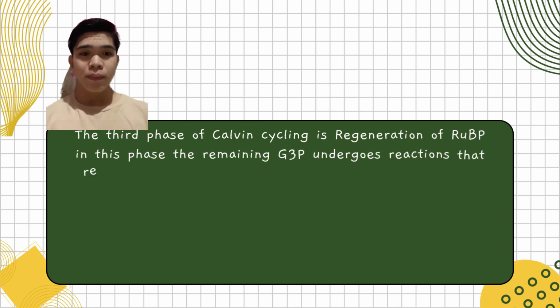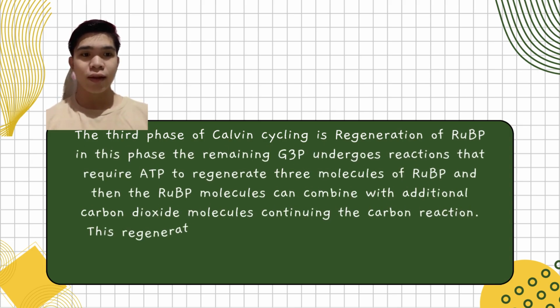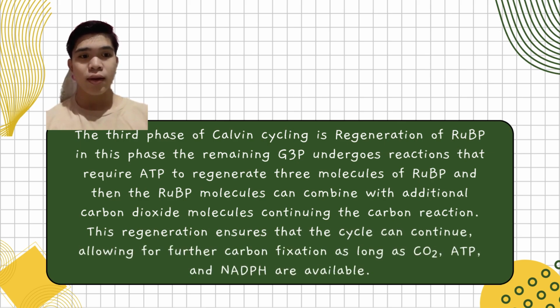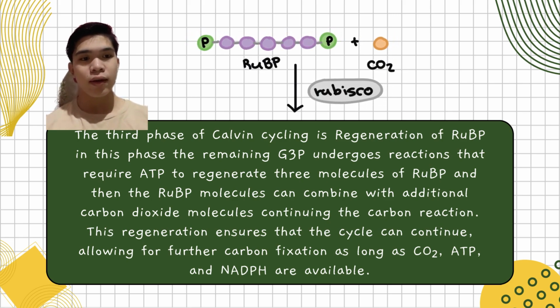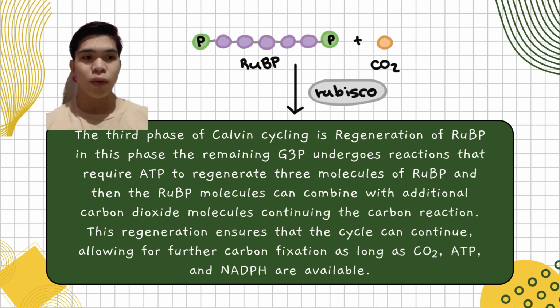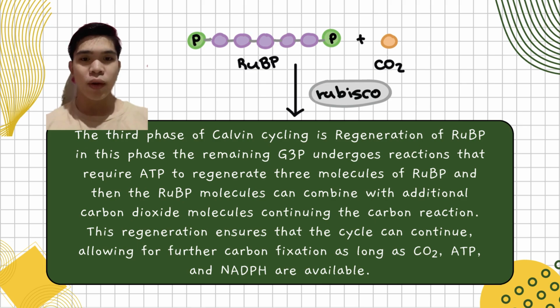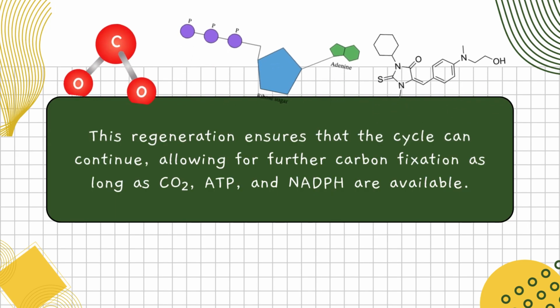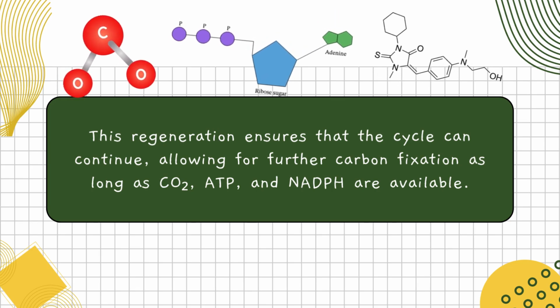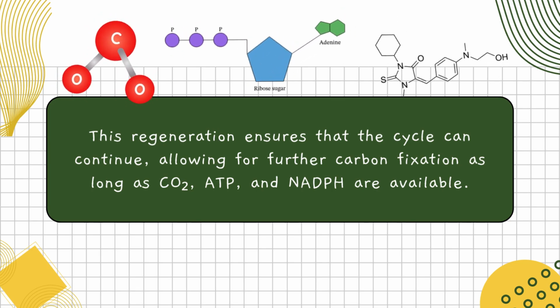The regeneration of RuBP is the third phase of the Calvin cycle. In this phase, the remaining G3P undergoes reactions that require ATP to regenerate 3 molecules of RuBP, and then the RuBP molecules can combine with additional carbon dioxide molecules to continue the carbon fixation reaction. The regeneration ensures that the cycle can continue, allowing for further carbon fixation as long as CO2, ATP, and NADPH are available.